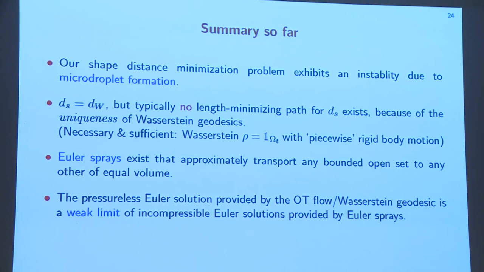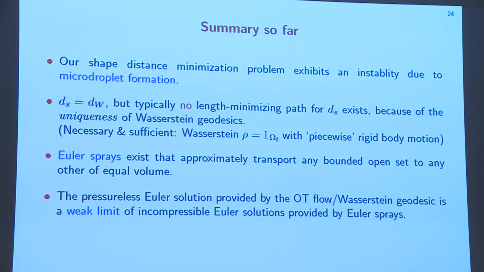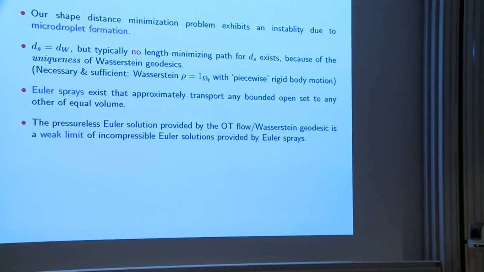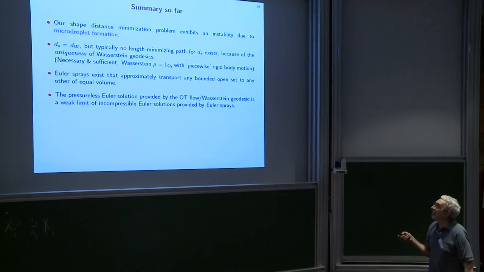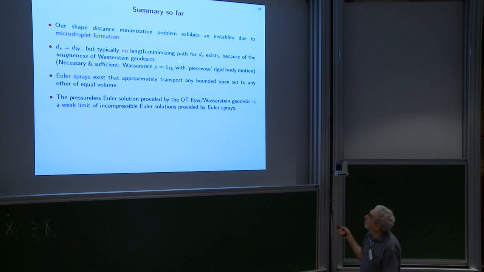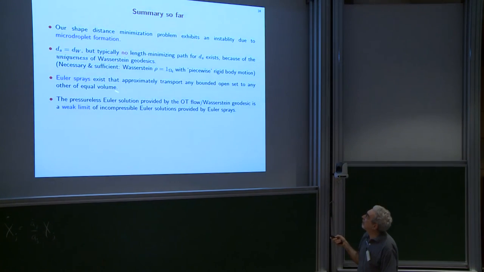Okay, so I'm fairly close to the end then. We have this minimization problem which we were trying to solve. I try to minimize action to construct solutions of incompressible Euler. And we see that actually there's this instability due to microdroplet formation. So in fact, typically no length minimizing path exists. And that has to do with the uniqueness of Wasserstein geodesics.